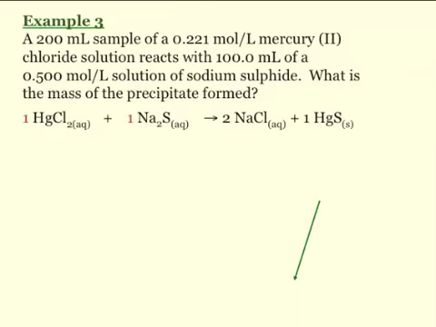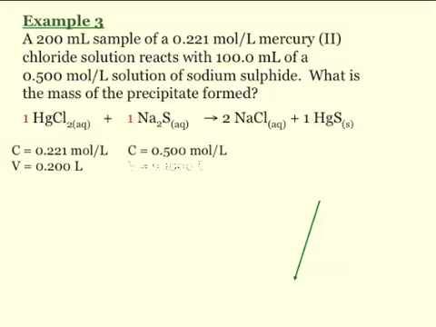A third example here is 200 milliliters of a 0.221 mole per liter mercury 2 chloride solution reacts with 100 milliliters of a 0.500 mole per liter solution of sodium sulfide. What is the mass of the precipitate formed? Well, in this case I'm using solution stoichiometry, okay, to figure out the number of moles, and it's asking me finally what the mass of precipitate formed is.